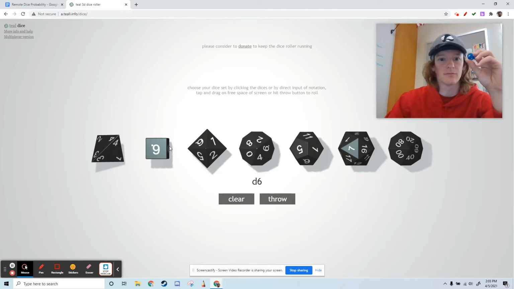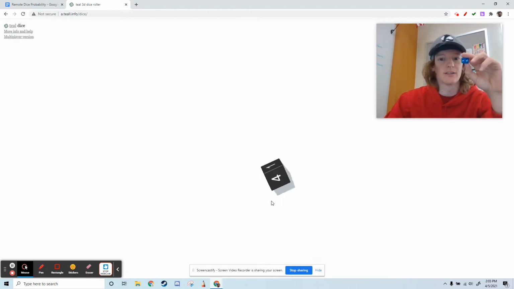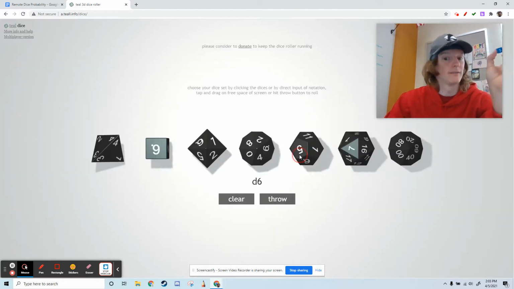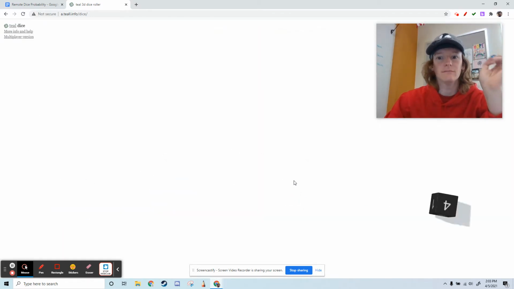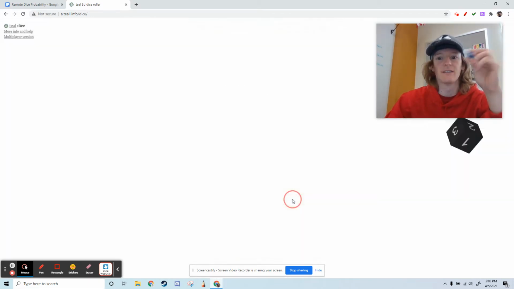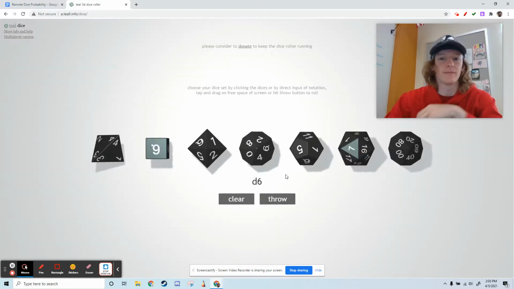Okay, this one is a D6, and then we would just hit throw, and we've got a 4, and then we'll hit throw again. 2, 6, 4. All right, so this will be a tool that you'll be able to use.